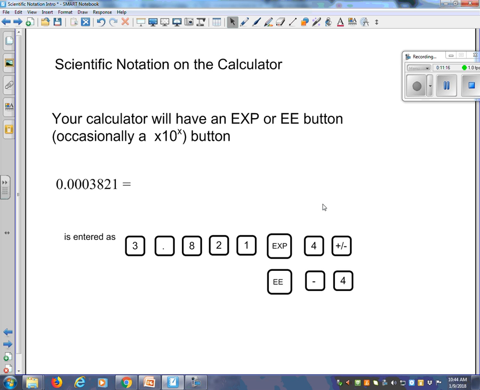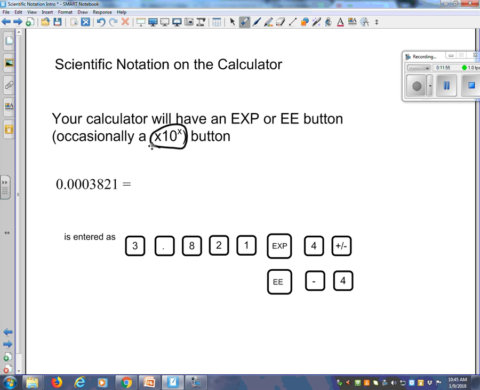Get your calculator out. I want you to find either the EXP or the EE button. Sometimes it's a shift, a yellow one. You're going to need a real calculator, not a phone. So look for the EXP or the EE button. Some newer calculators might have a times 10 to the X button. I think those are the Sharps. Hunter, got one there? Yeah, okay. I'm pretty familiar with most calculators. I've seen them all over my years.